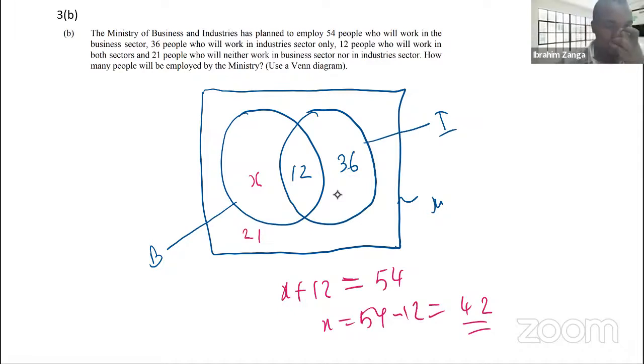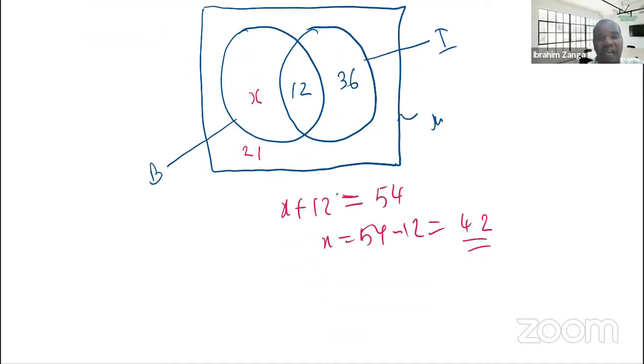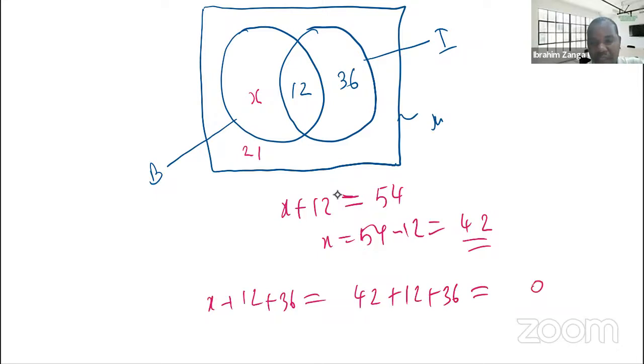So now we are looking for people who will be employed by the ministry. So people who will be employed by the Ministry of Business and Industries, we are going to take XC plus 12 plus 36. It means you're going to take 42 plus 12 plus 36, equals 2 plus 2, 4, plus 6, 10, 5, 6, 9. So 90 people, dear students, will be employed by the ministry. We are not going to consider 21 people because they are outside the set of business and industries sector.